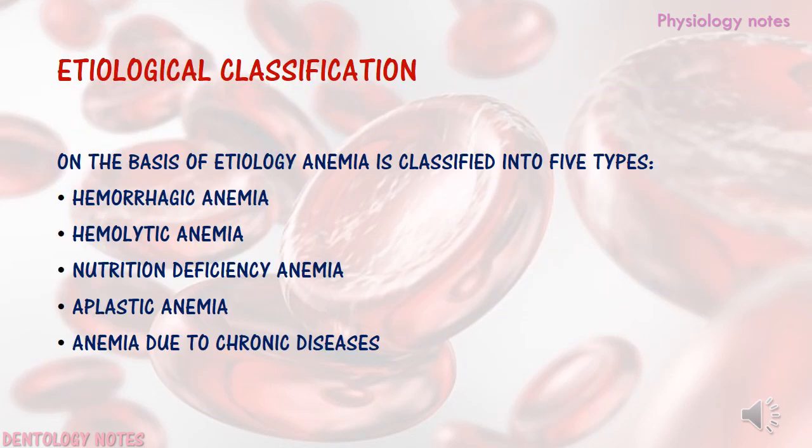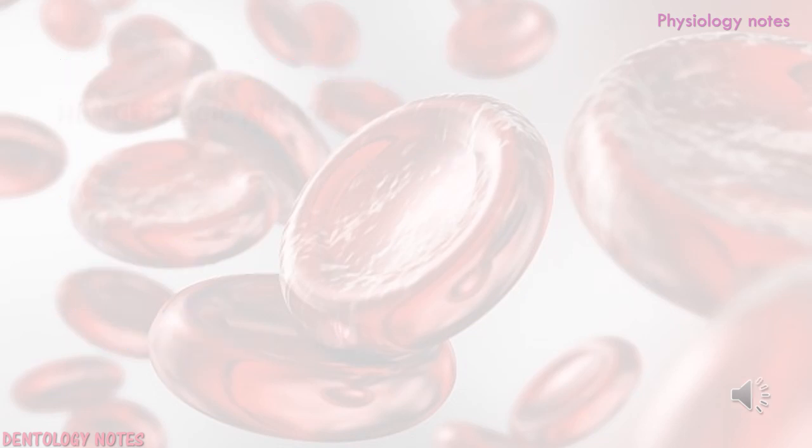Etiological classification. On the basis of etiology, anemia is classified into five types: hemorrhagic anemia, hemolytic anemia, nutrition deficiency anemia, aplastic anemia, anemia due to chronic diseases.